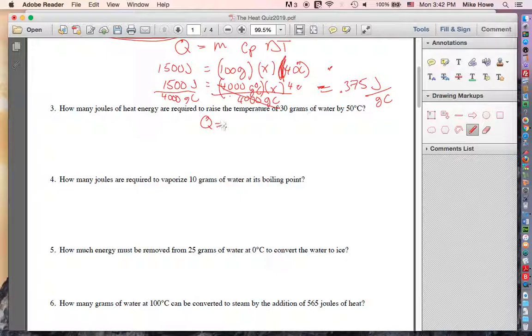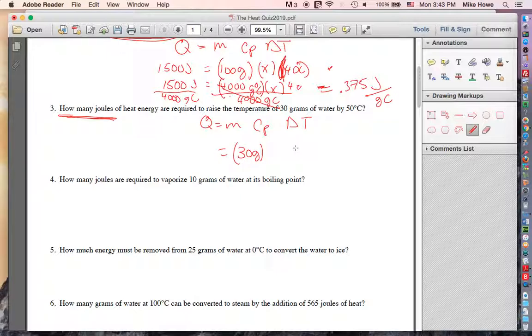Q equals m Cp delta T. And we're looking for how many joules. So which variable are we trying to solve for? How many joules? Which would that be? Q. Yeah. So we don't know Q, but we do know mass. What's the mass? 30 grams.